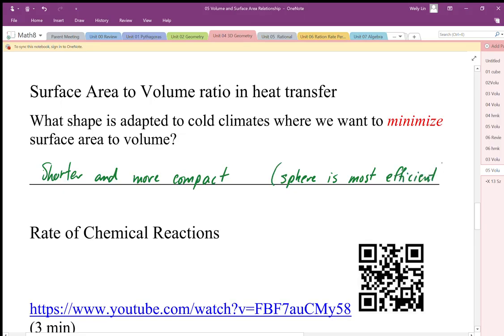So if you want to minimize the amount of heat loss, you want to minimize the surface for the same volume, you would curl up in a ball. The more spherical the shape, the less surface area you have to release heat from. So to minimize, we want to make things more spherical. For the same volume, we can change the shape to more spherical to minimize the surface area to volume ratio. To maximize it, we want to have tall, thin, or flat and wide, and that will maximize the surface area for that same volume.